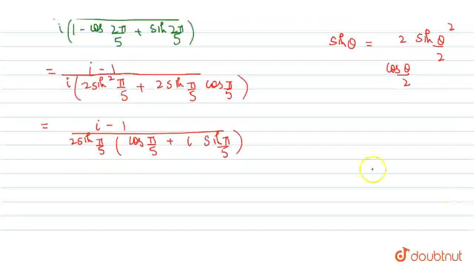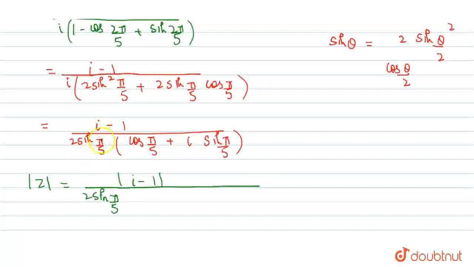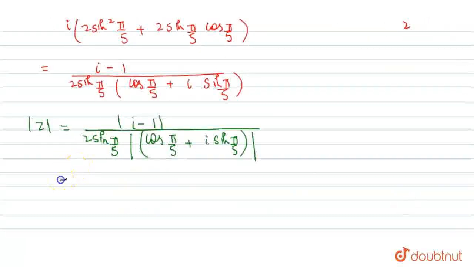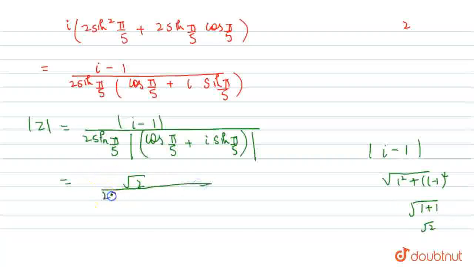So the question says find the modulus. Modulus of z is equal to modulus of iota minus 1 upon 2 sin pi by 5 as it is, because there is no imaginary part, times cos pi by 5 plus iota sin pi by 5. Modulus of iota minus 1 will be under root 1 square plus minus 1 square, which is under root 1 plus 1, so its value is under root 2. So under root 2 upon 2 sin pi by 5.